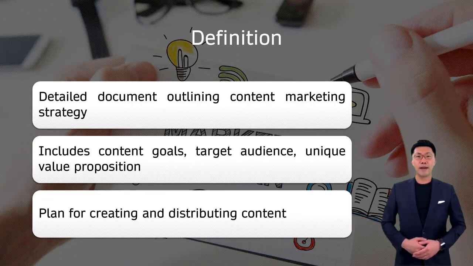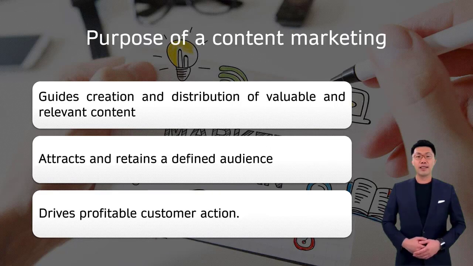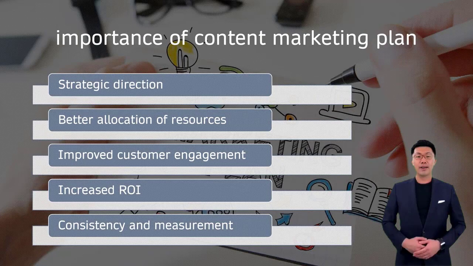It includes a list of content goals, a target audience, a unique value proposition, and a plan for creating and distributing content. The purpose of a content marketing plan is to guide the creation and distribution of valuable, relevant, and consistent content to attract and retain a clearly defined audience, and ultimately, to drive profitable customer action. So, why is it important to have a content marketing plan? Let's take a look at the 5 key reasons.